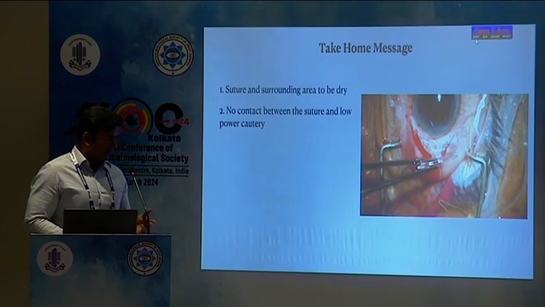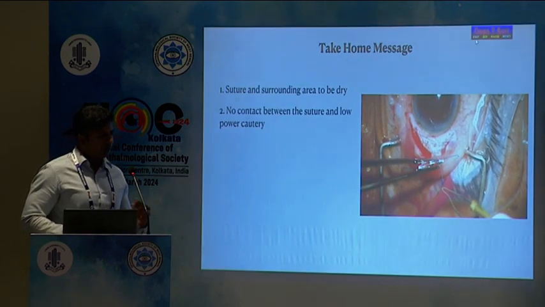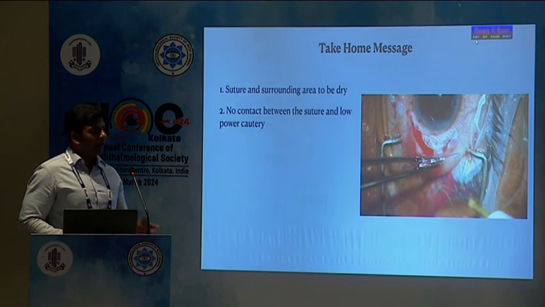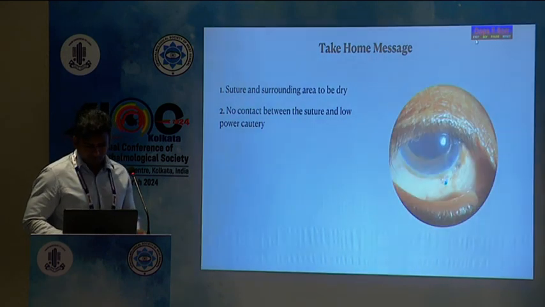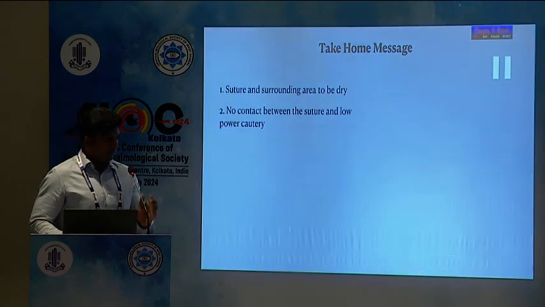Create the flanges by holding the thermocautery adjacent to the suture tip without touching it. This avoids sharp edges that can cause suture exposure.